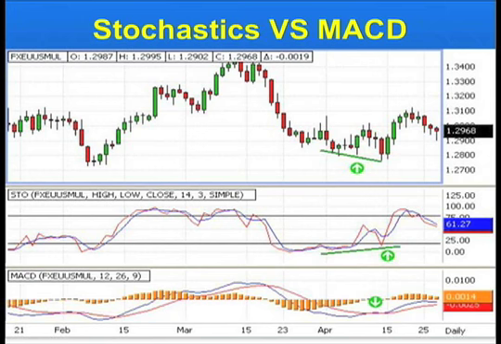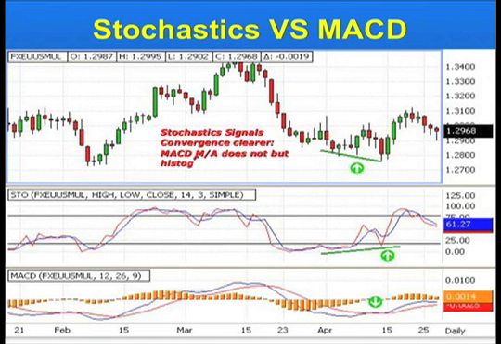Now, stochastics versus MACD. It's very simple that they're both based on moving averages, but they're based on moving averages of different components. Therefore, a lot of traders like to use the two in conjunction because they're non-correlated. In other words, they're confirming. They're not indicators based on the same moving average values.